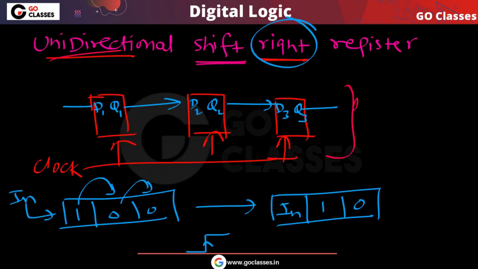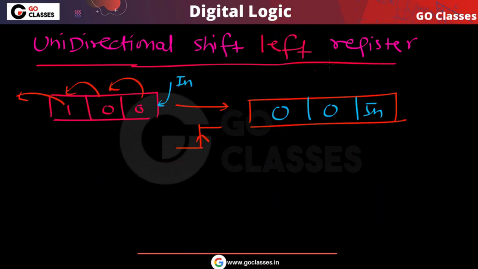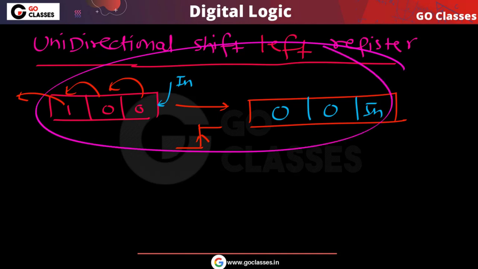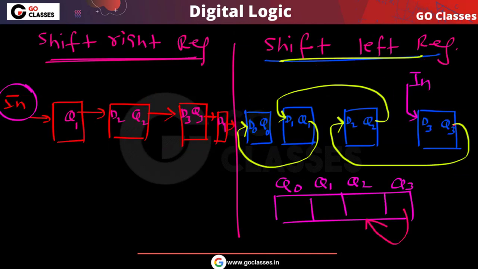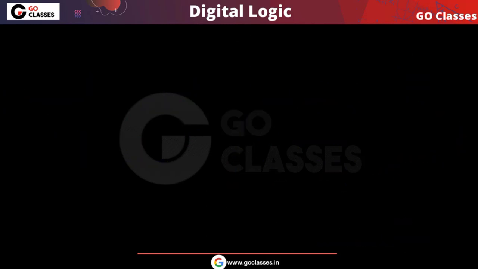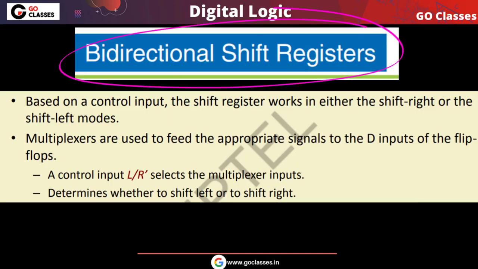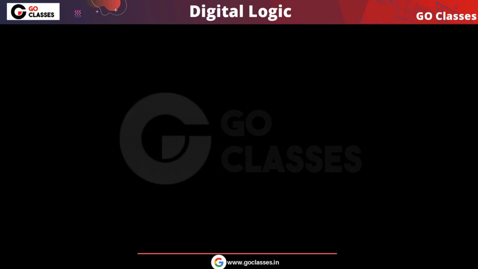You can notice unidirectional shift registers, because in this register we can only do right shift, and in this sorry, in this register we can only do shift left. Now what we want to study is the bidirectional shift register. What does it mean? It means that it is in our control. We will control whether we want to do right shift or left shift.